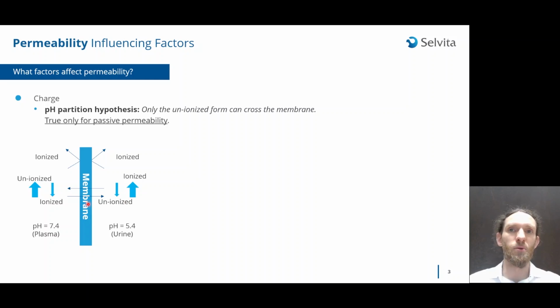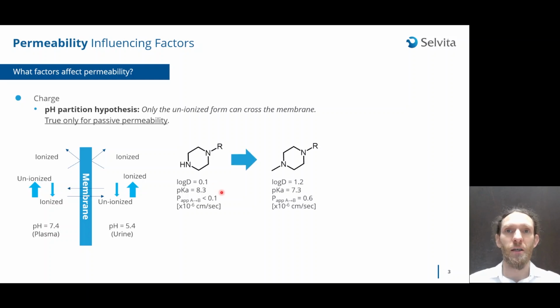Let's have an example. Let's assume our drug has a piperazine in its structure. The drug is fairly polar and basic. It has very poor permeability, and we need to optimize it, to increase it. If we methylate the nitrogen, the compound becomes much more lipophilic, slightly less basic, and already has some permeability. But still, it's not on the good side.